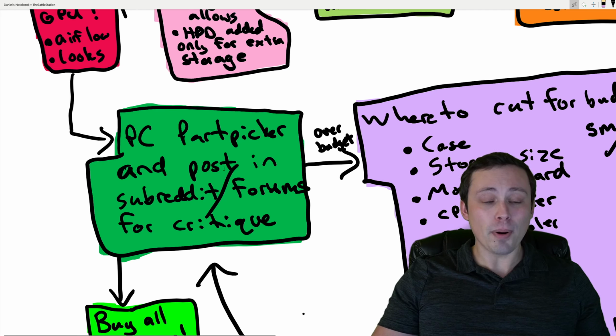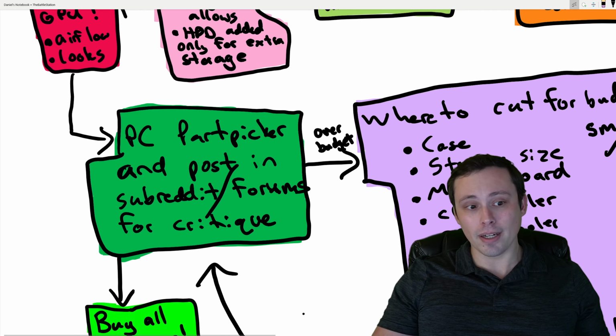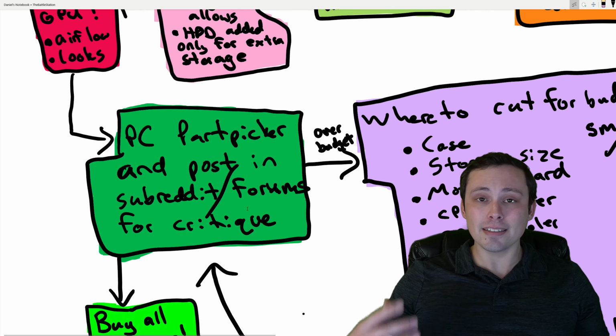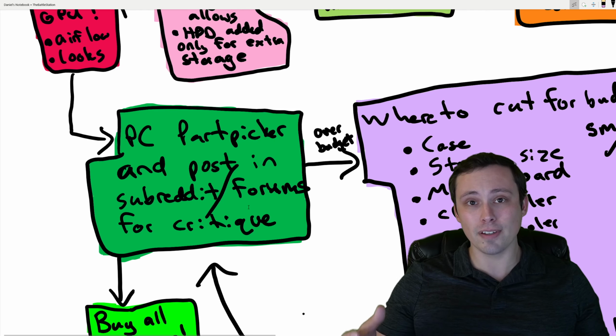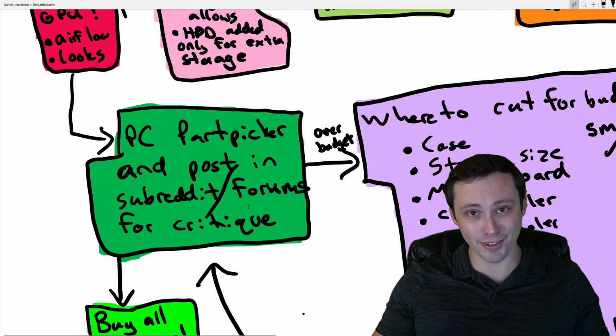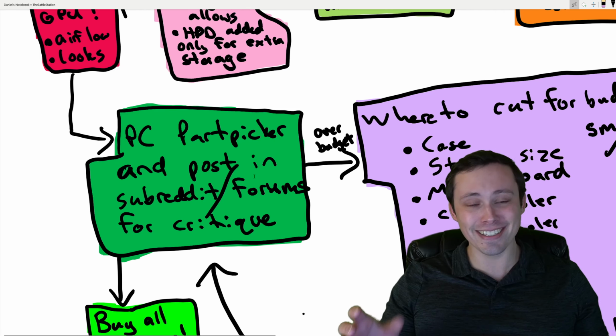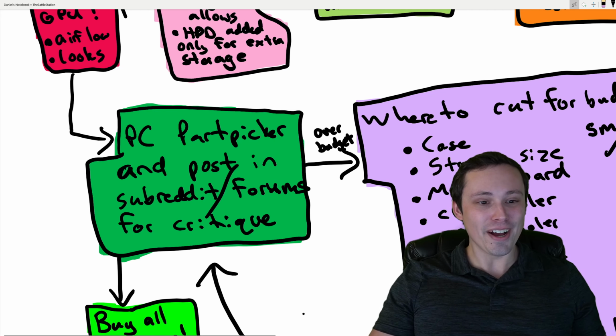And then I'd also recommend posting that PC Part Picker list in some kind of PC building subreddit or online forum to get some critiques and feedback from other people. Now, on that note, that doesn't mean the critiques and feedback you're going to get are correct, okay? So take any online feedback you get there with a grain of salt.